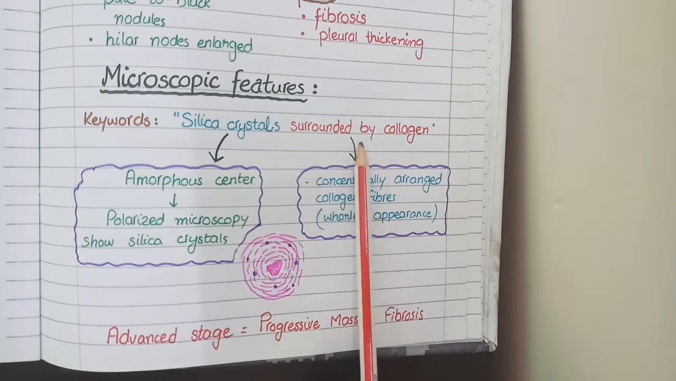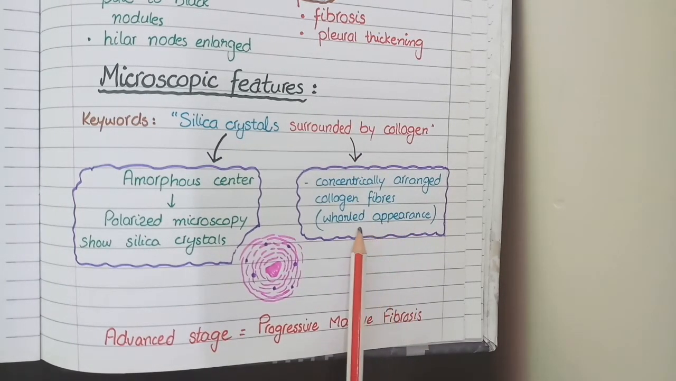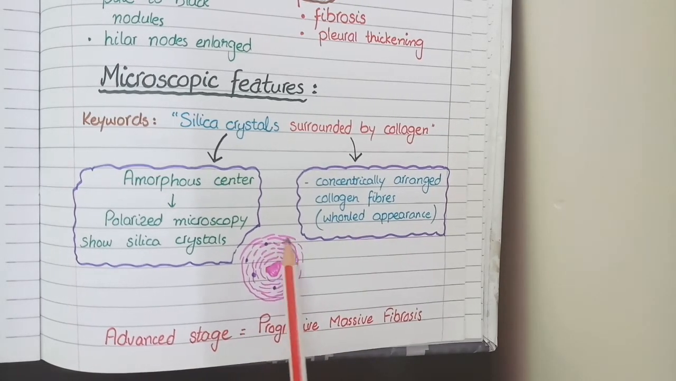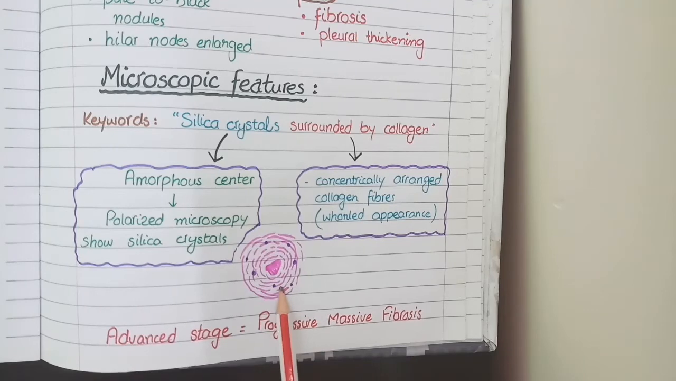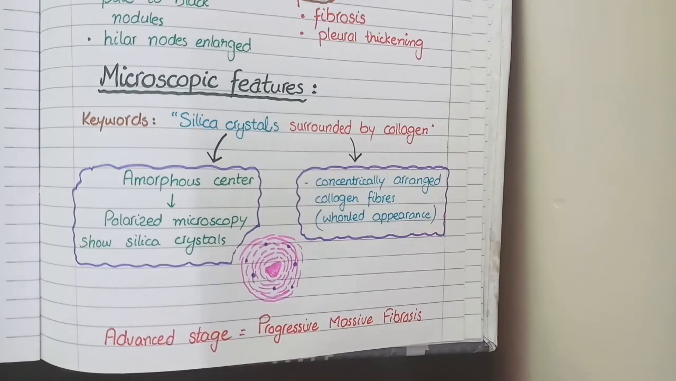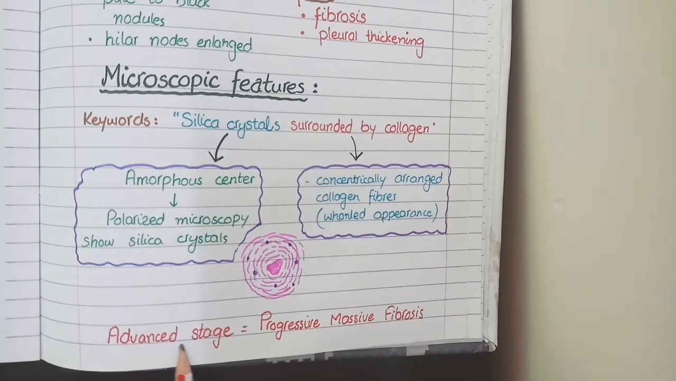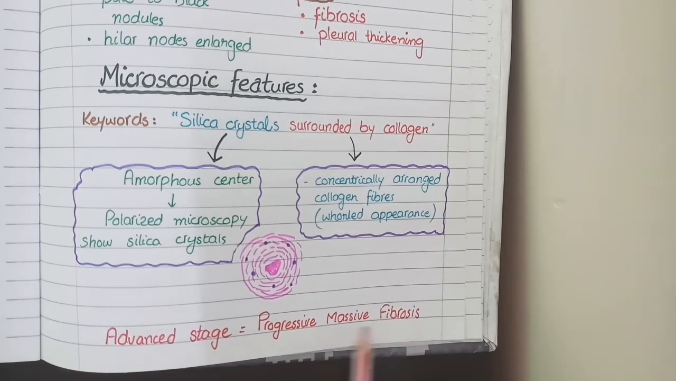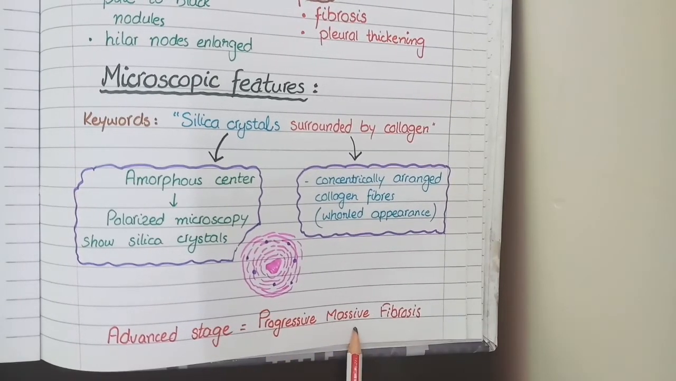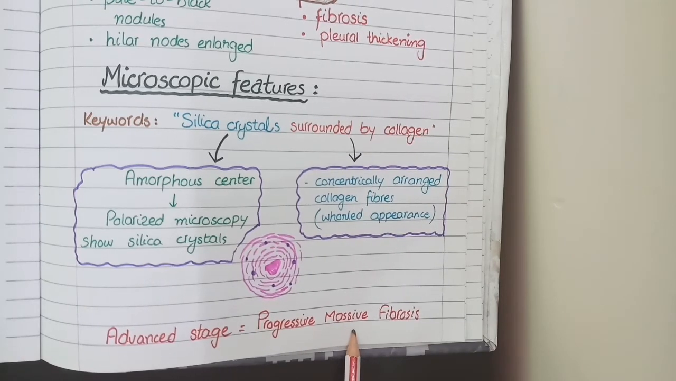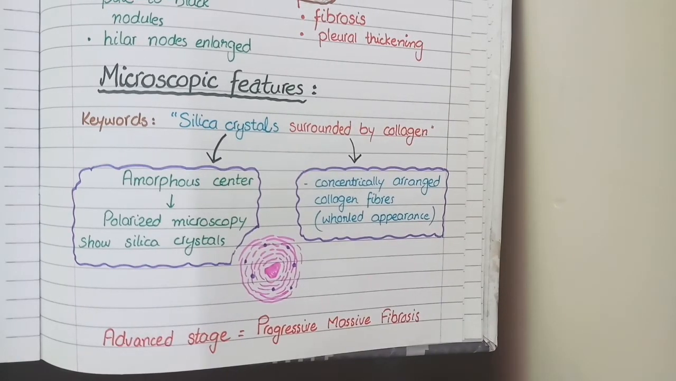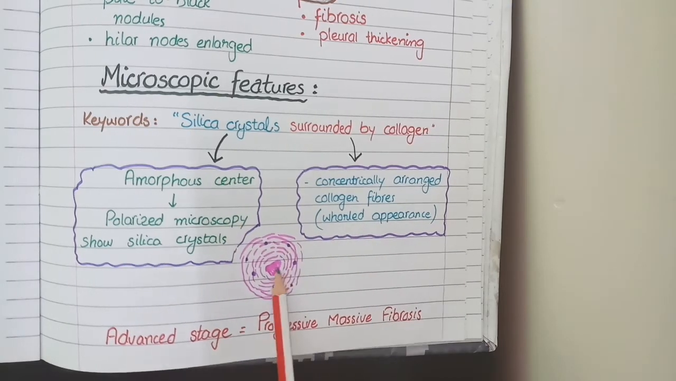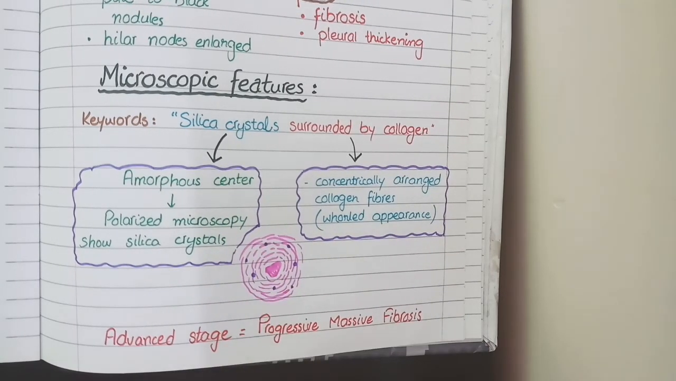The second keyword is surrounded by collagen. So what you see is a beautiful network of collagen fibers arranged in concentric circles. This walled appearance of collagen fibers is highly characteristic of silicosis. And also at the later stages or very advanced stages, the microscopic picture will show progressive massive fibrosis, which means that there will be presence of dense collagenous scars. So overall on microscopic picture of silicosis, you see amorphous center surrounded by concentric network of collagen fibers.